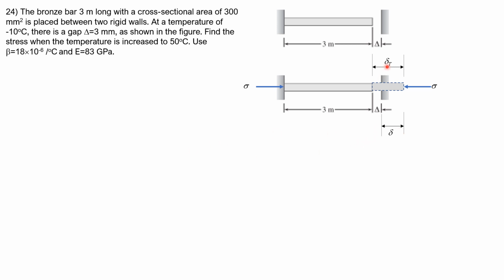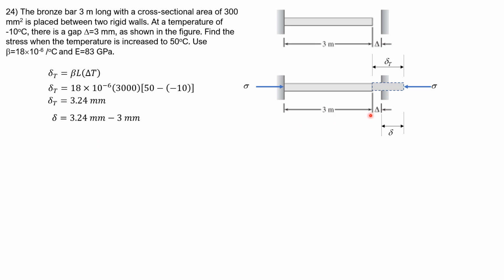So delta is delta T minus this gap here, which is 3 mm. So delta T is beta L delta T, or alpha L delta T. So delta T is 18 times 10 to the negative 6 per degree Celsius times 3000 mm, the length of the bar initially, times the quantity final temperature minus initial temperature. So I use this formula so that you can easily recall it. So delta T is 3.24 mm. So solving for delta, which is equal to 3.24 minus 3 mm.